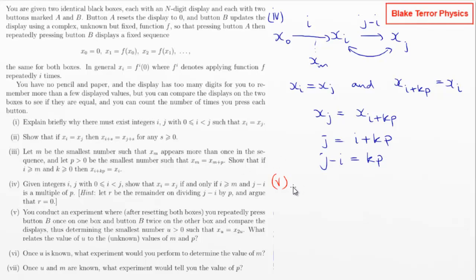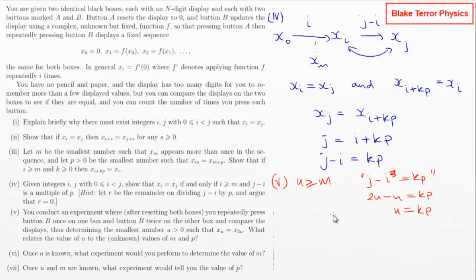Well, we know bare minimum on this, u has got to be greater than or equal to m. We also know that the difference between these is u, so that must be a multiple of p, because we've got j minus i, which is u. So j minus i equals kp means that we've got 2u minus u equals kp. So u equals kp. So u is a multiple of p.